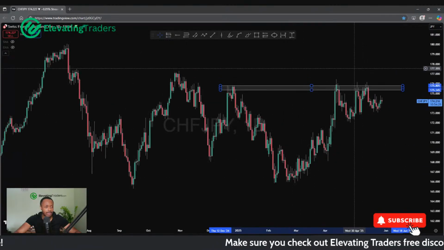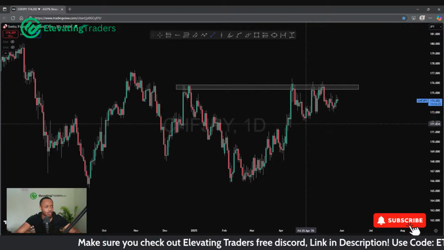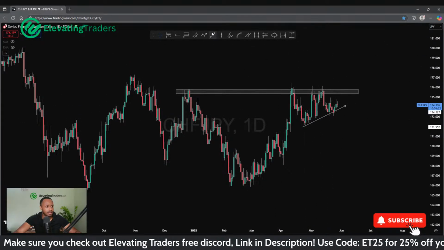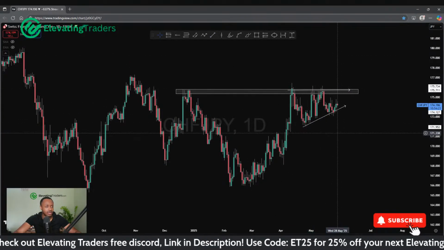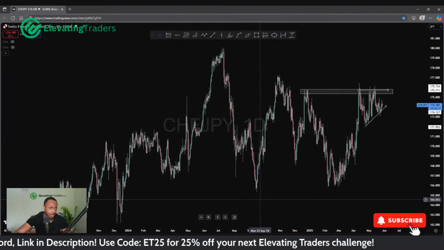We've had a big rally. We're failing at resistance a few times. I think the market is kind of just squeezing between this trend line and that resistance, and then we'll see eventually what the breakout will give us. But yeah, not a big fan of the price action for Swiss yen.